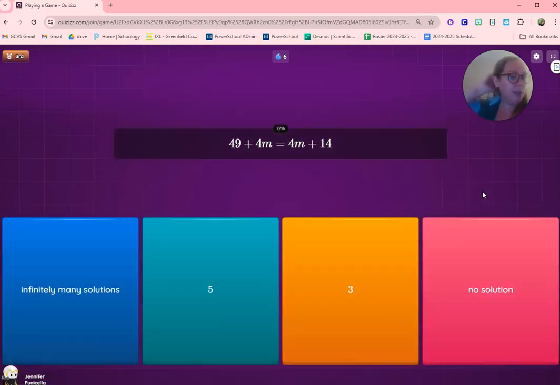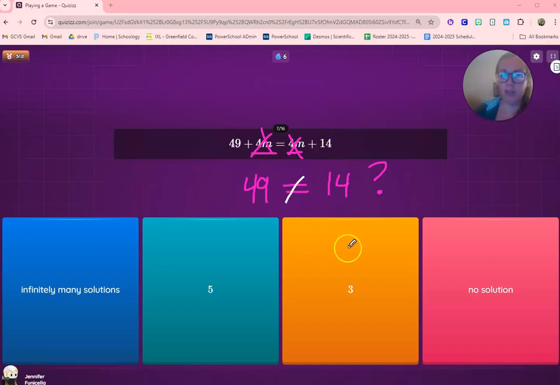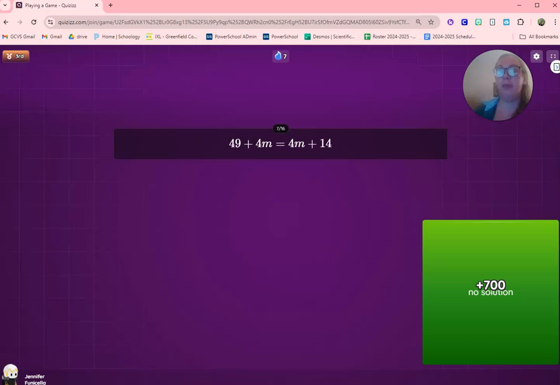Question 7. We have a 49 plus 4m equals 4m plus 14. So notice, right? We have the same slope, a 4m and a 4m. So when those cancel out on both sides, we're left with 49 equals 14, which is certainly false. So this is an example of no solution. When we have the same slope, different intercept, right? That's going to be no solution. Parallel lines. So you can select no solution. And we'll move ahead to question number 8.